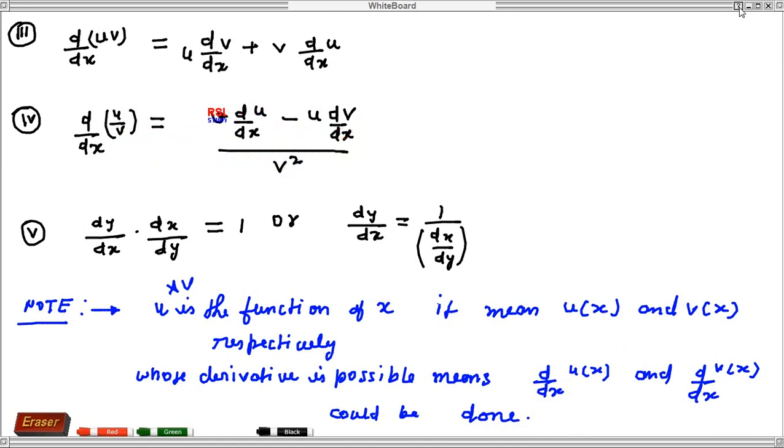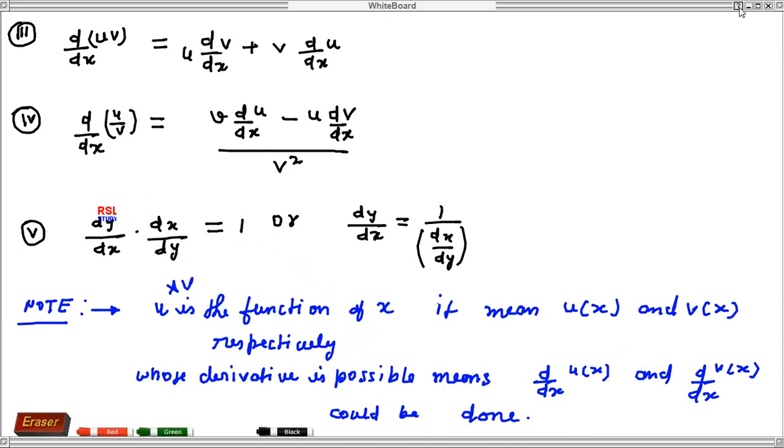Note here it does not mean that v is really constant or u is really constant. We are just supposing that this is a constant and taking it out, it is not real. So these are supposed to be constants, not really constants.